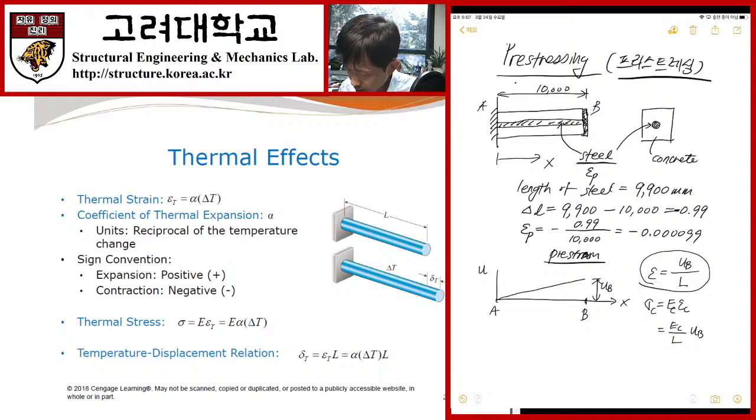And then how about the stress of steel? The stress of steel is the elastic modulus of steel times the mechanical strain. Here we have a pre-strain, which is a non-mechanical strain, and UB over L is the total strain. So total strain UB over L minus, and then we need to count the pre-strain. Okay? Alright, so now let's check the free body diagram.